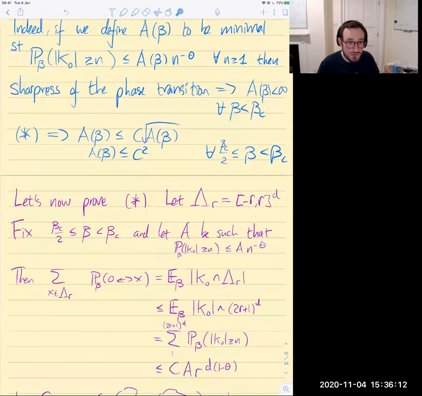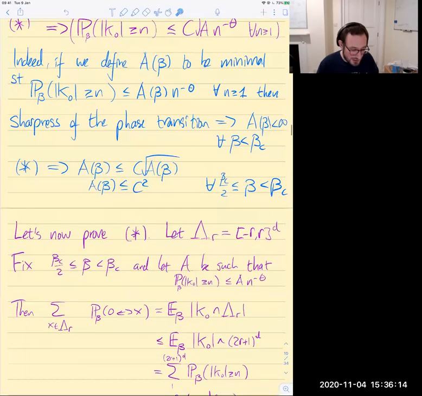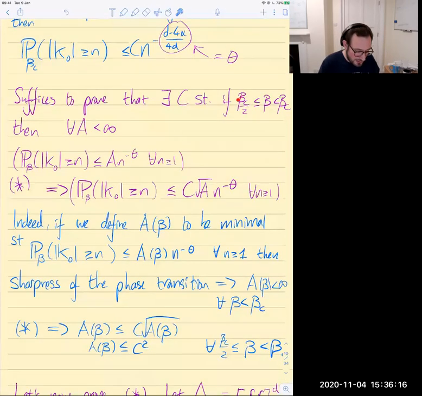Why do you care about beta c over 2? I just need, it's going to be important. I could take this to be epsilon and the constant C would depend on epsilon. It's just how the argument works. You won't really see this in my overview, but small beta is annoying for the argument. It makes the constants blow up. It doesn't matter because you're only interested in beta near beta c.